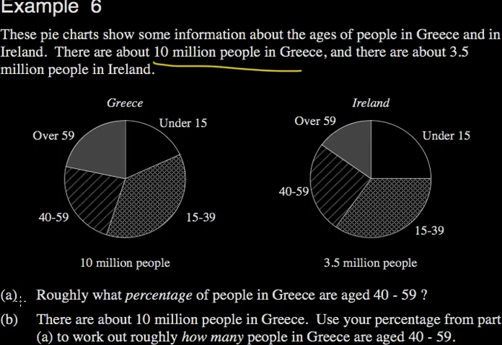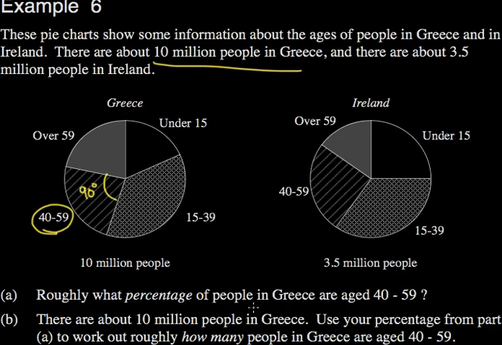So there are four parts of this, A, B, C, and D, and I'll hope to cover these in this video. So it's asking for roughly what percentage of people in Greece are aged 40 to 59. So 40 to 59 is this section. Now, how do we work out that as a percentage of the total circle? Well, here's where you've got to get your protractor out and measure this angle. If you did that, you should find that this is about 90 degrees.